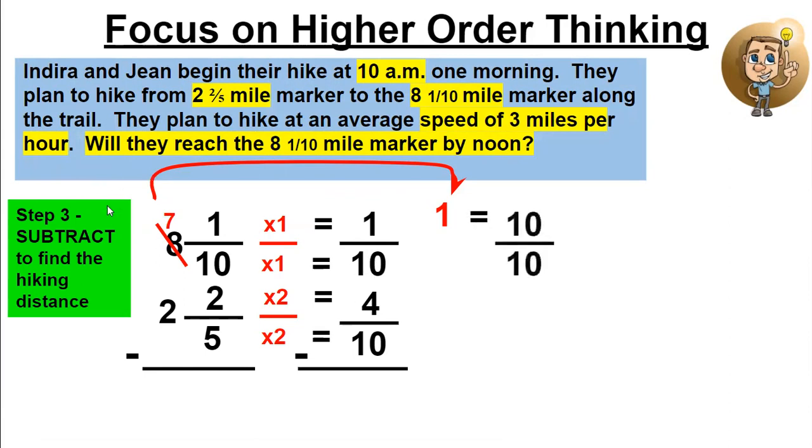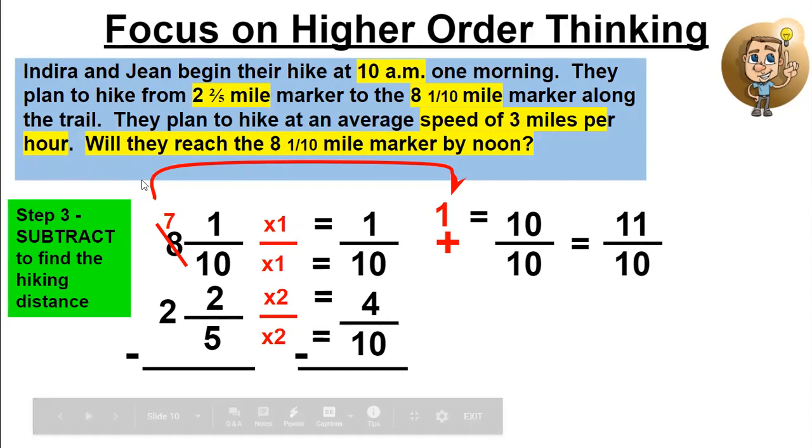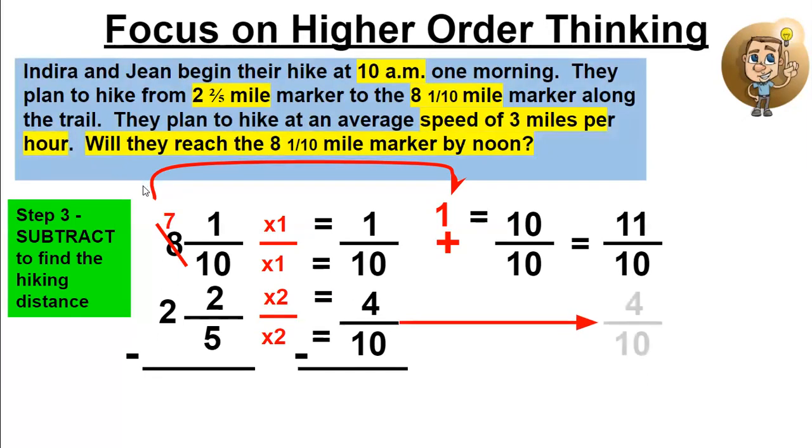Okay, but I already have 1/10 sitting there, so I have to add the two together. 1/10 plus 10 tenths should give me 11 tenths. And then I'm just going to bring this 4 tenths underneath. And now I can subtract. So 11, and you just subtract the top numbers. 11 minus 4 should be 7 tenths, right?